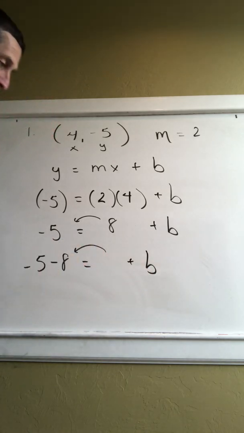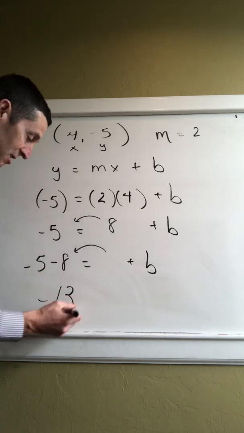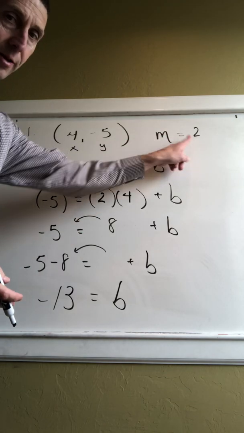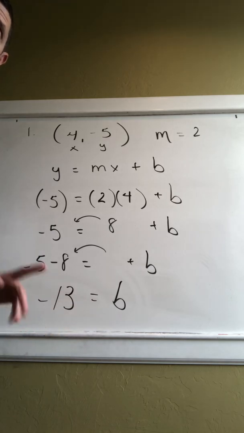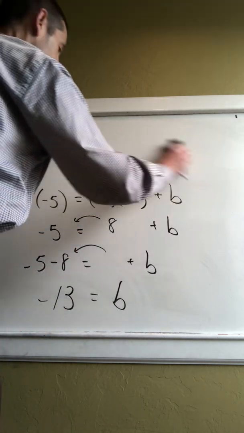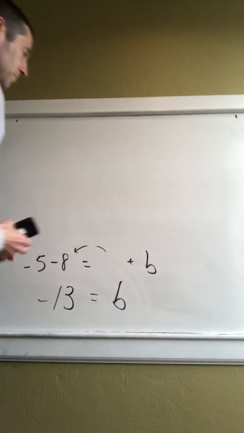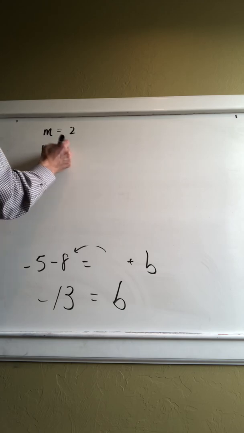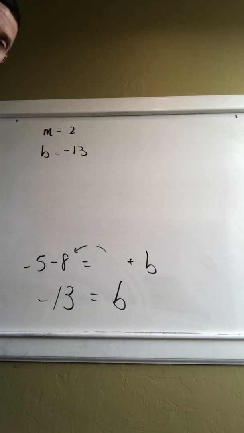So it looks a little bit like that. I'm about out of room down here, but that's good because I'm almost done. So -5 minus 8. Your b value is equal to -13. So you got to find m, and you got to find b. Once you have m and b, you can write your final answer. So we know m is equal to 2, b is equal to -13.